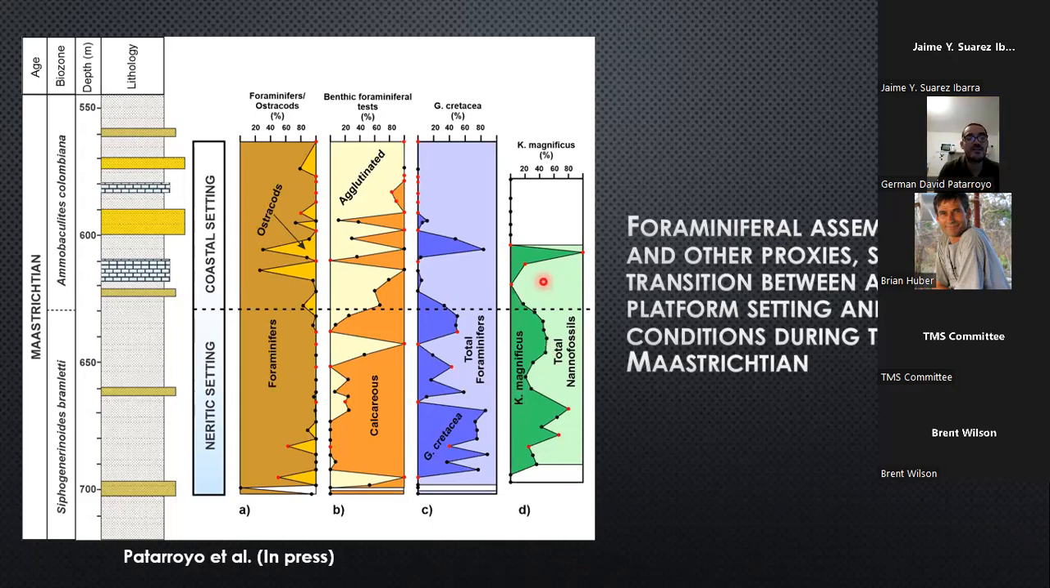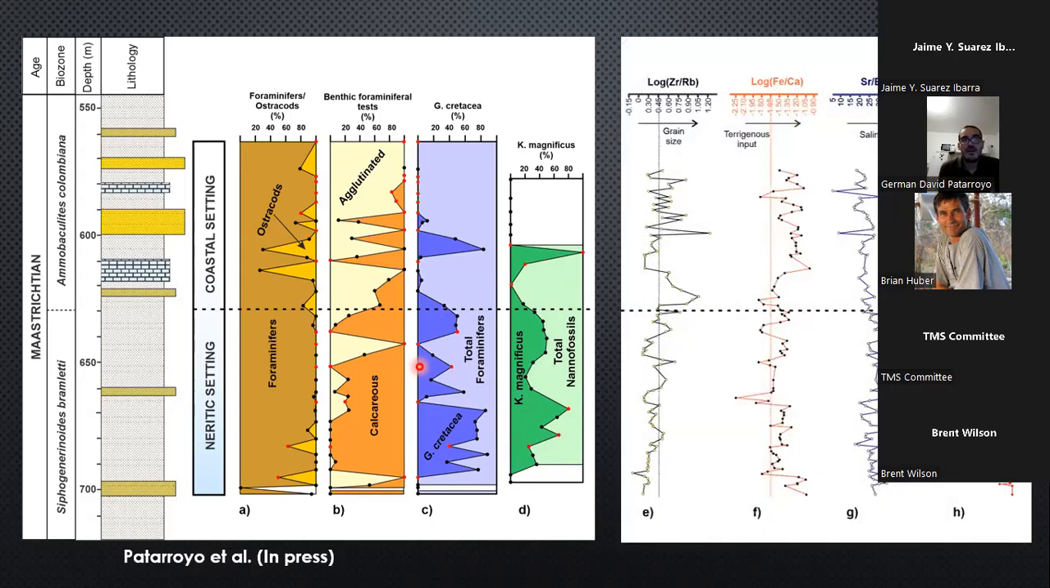It has a really similar picture with the planktonic foraminifera. So in general, when we explore this data in Diablito, we notice that we have two intervals: an interval probably related with deeper conditions, deeper in quotation marks, and really shallow conditions in the upper part of the record.